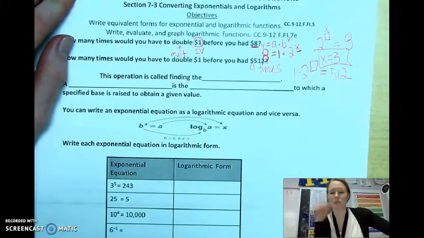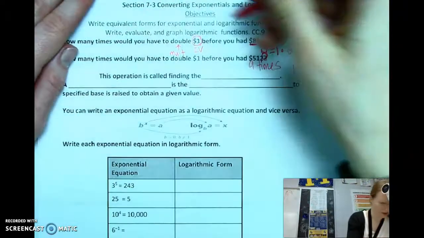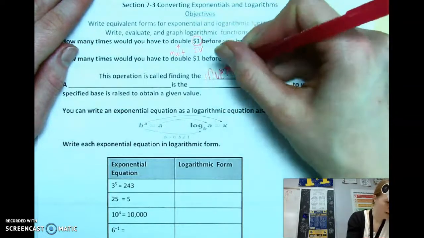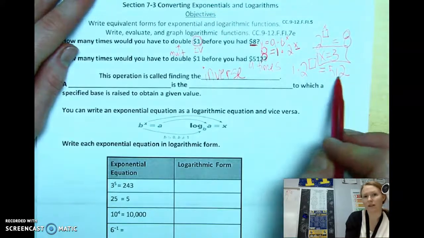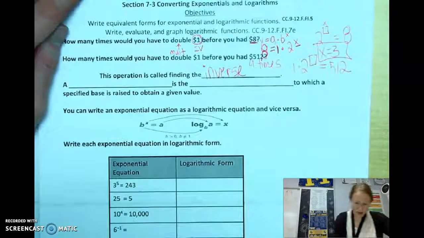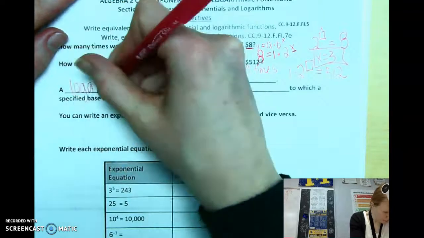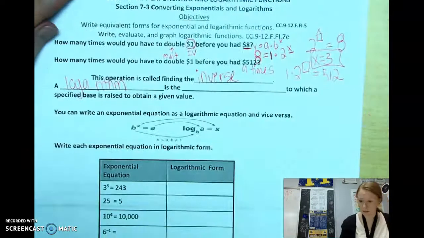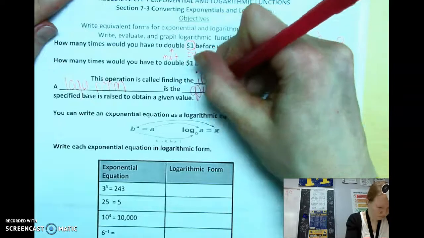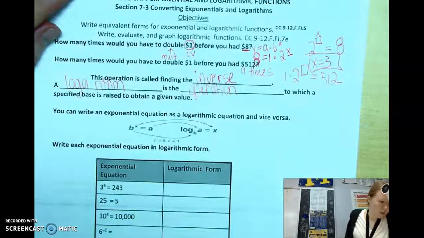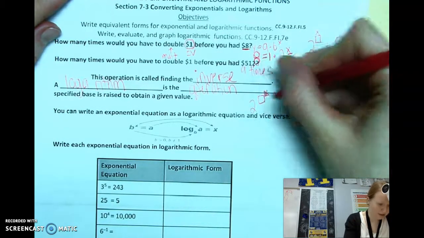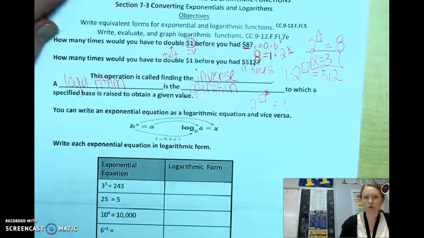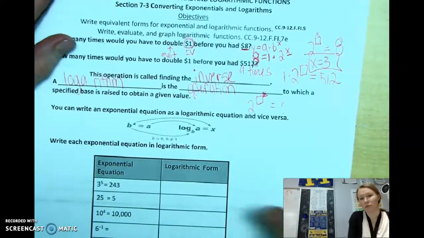This operation of solving for that exponent is sort of like finding the inverse. It's working backwards, right? Usually we're plugging in for x in order to find y. In this case, we're given y and we're looking for x. So a logarithm is the operation to which a specified base is raised to obtain a given value. It's basically figuring out what your exponent is. You can write an exponential equation as a logarithmic equation and vice versa.